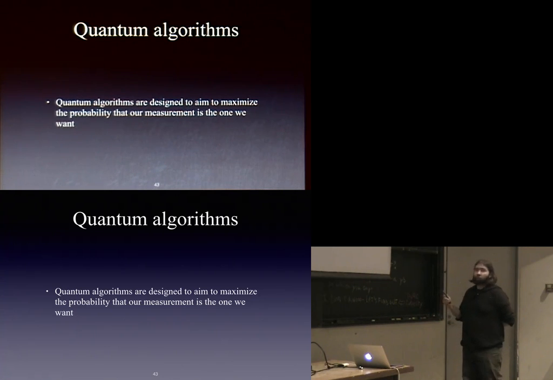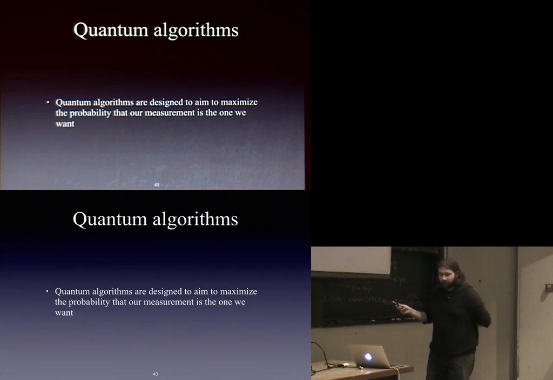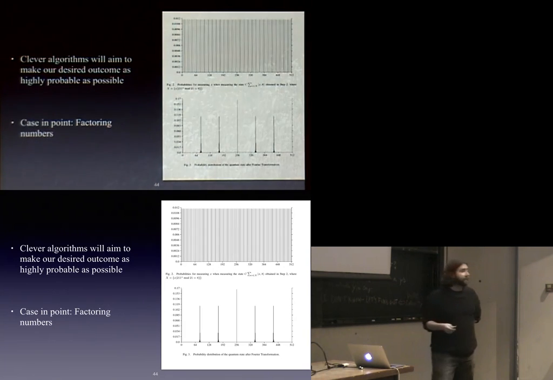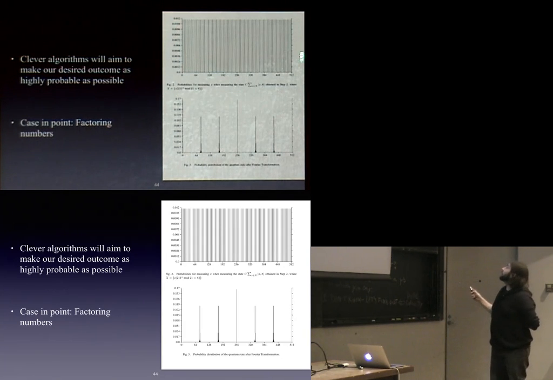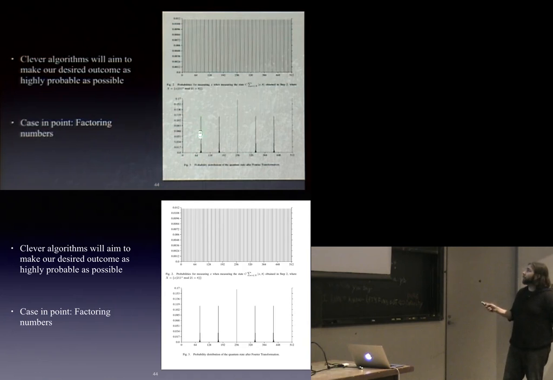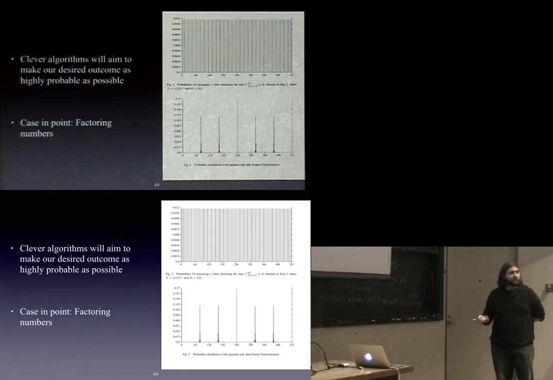So when you construct a quantum algorithm, it's not just a set of steps. It's a set of steps that aims to maximize the probability that the state you measure at the end of the day is a state you care about, right? And so pictorially, the idea is the following, right? So this is just, say, a list of a whole bunch of different possible states, and they all basically have equal probability. But if I grind through some clever quantum algorithm, I'll find that the probability is peaked at a bunch of discrete locations, so that if I do a measurement, I'll measure a value that should be basically hitting on the nose one of these points.